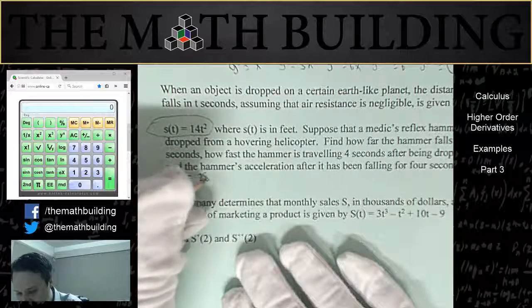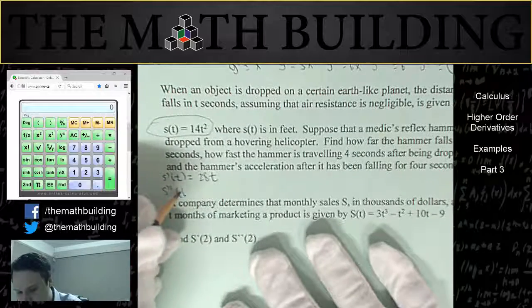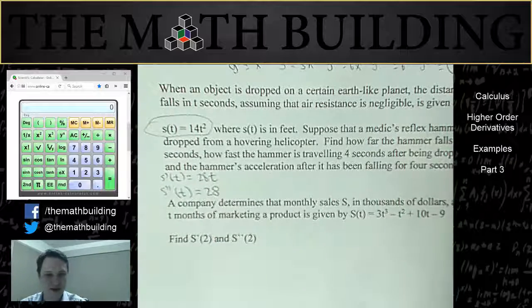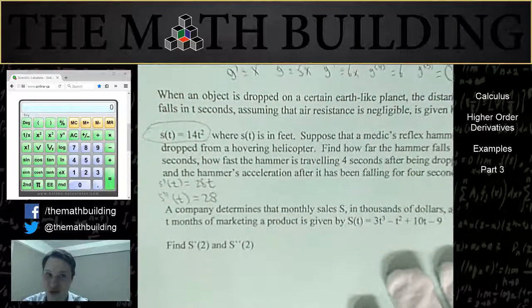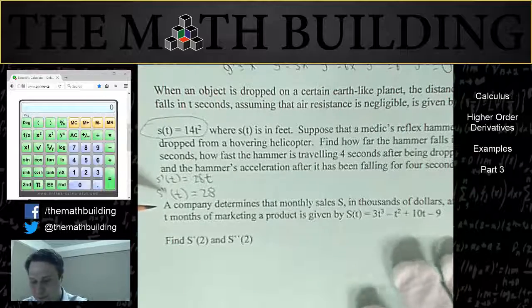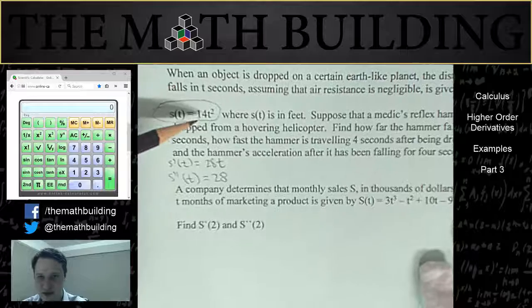That's going to be 28t, and the second derivative is just going to be 28. So look how easy it is to calculate the gravity on other planets. I mean, granted, in real life it would be a little bit trickier, but not that much trickier. The calculus still applies. So this is the amount of distance it's traveled since he dropped it.